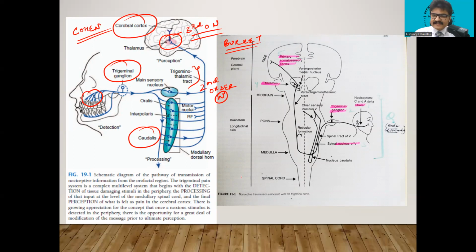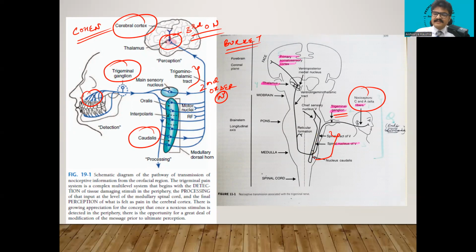Let us look at the exactly similar diagram, but this is more of a coronal section. The previous one was a sagittal section, this is a coronal section. So let us see A delta and C fibers, that's your nociceptors, that's your first order neurons, right at the middle cranial fossa, trigeminal ganglion. They go and synapse where? At the nucleus caudalis, right? Nucleus oralis, interpolaris, the entire medulla oblongata is innervated by them. But the maximum density is in the nucleus caudalis.